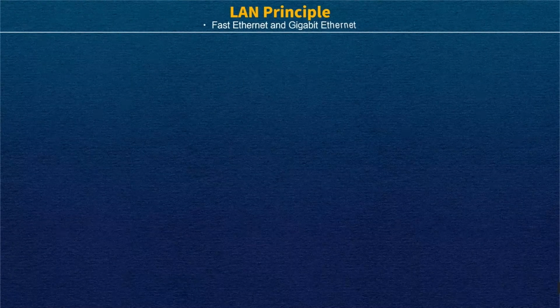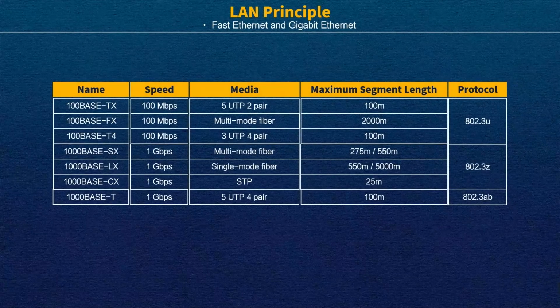And another one is about the protocol. Early Ethernet could only provide 10 Mbps speed, but modern Ethernet can use higher bandwidth, like 100 and 1000. The 100 Mbps we call Fast Ethernet, and the 1 gigabit we call Gigabit Ethernet. And we also have different protocols like 802.3u and 802.3z, something like this.